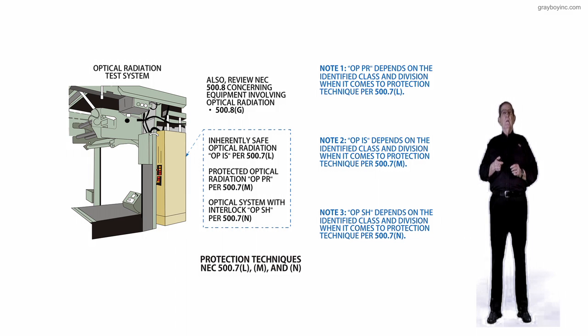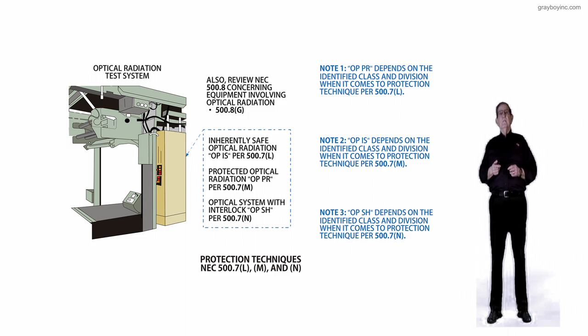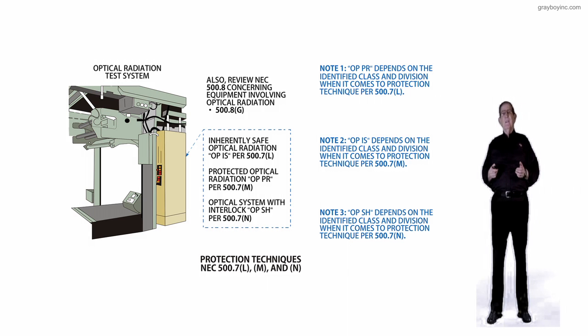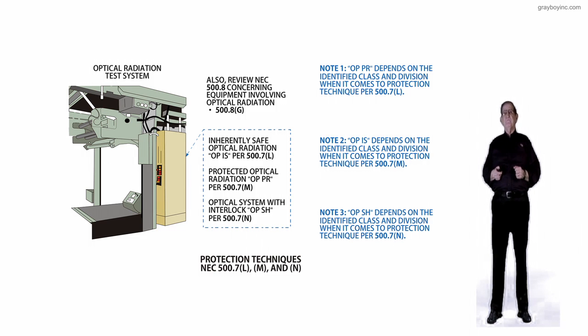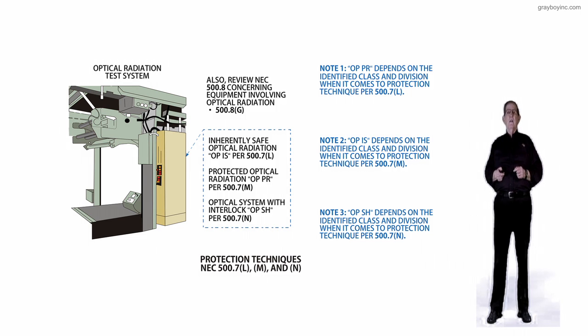And the first I would like to review is right above the equipment itself. And it talks about that this is an operational, say, optical radiation test system. And it has components to do that. Now, second, also review the NEC 500.8 concerning equipment involving such equipment, which is outlined in 500.8G as in gray. And then, of course, you can see some boxed in information there with the dots, etc.